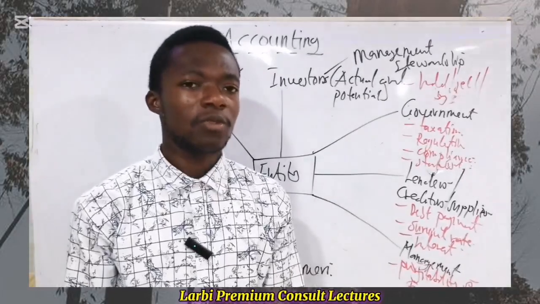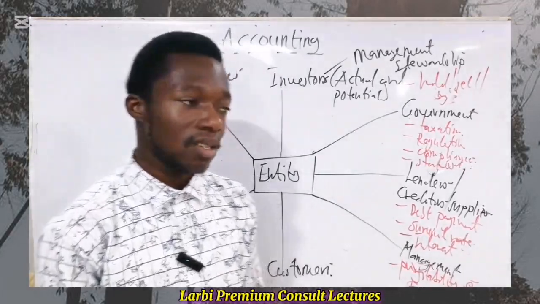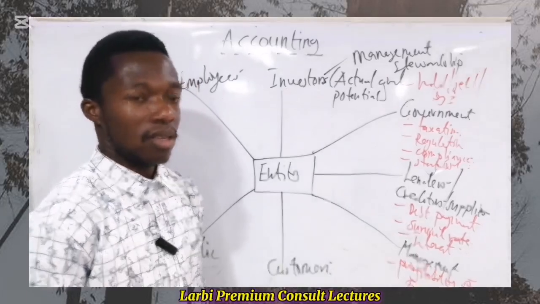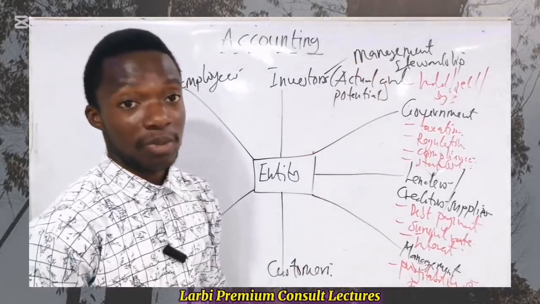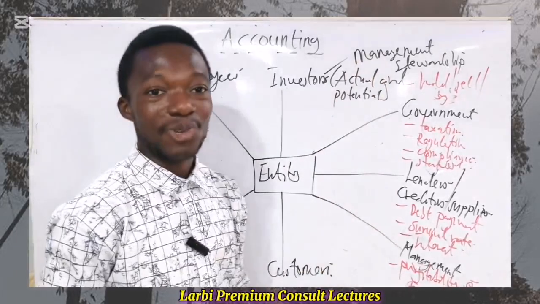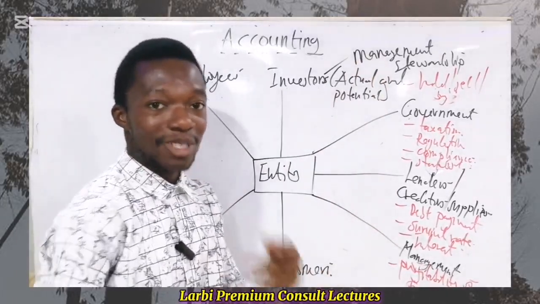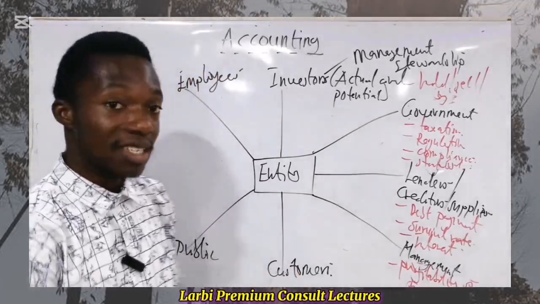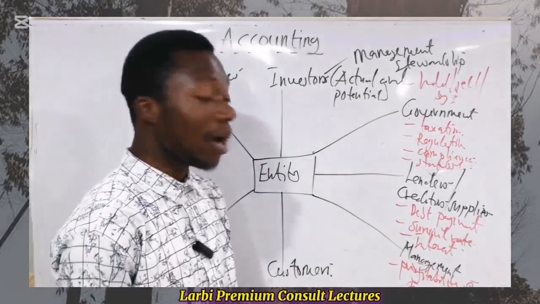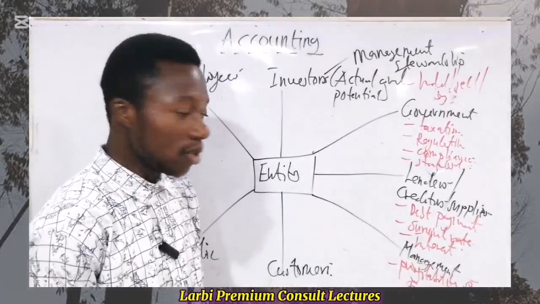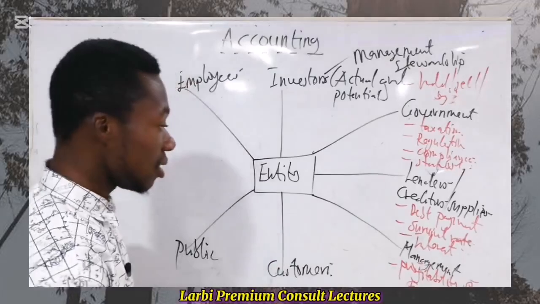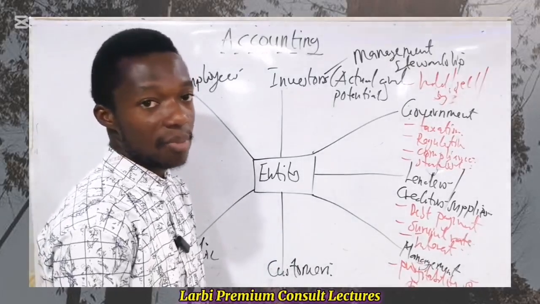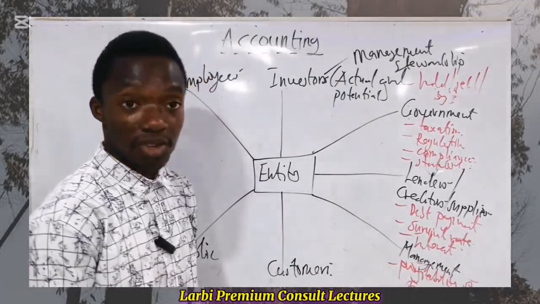They also need accounting information in order to protect the interest of their investors so that they can safeguard. That's where management stewardship comes in. And that is what investors also look out for: whether their resource is being safeguarded well, whether it's being utilized well to achieve what? Effectiveness and efficiency of what they want to achieve at the end of the day. So management also need that in order to assess the performance of the business generally.